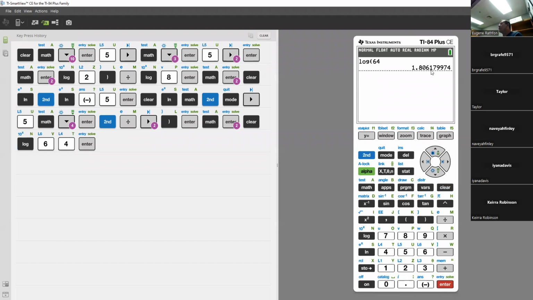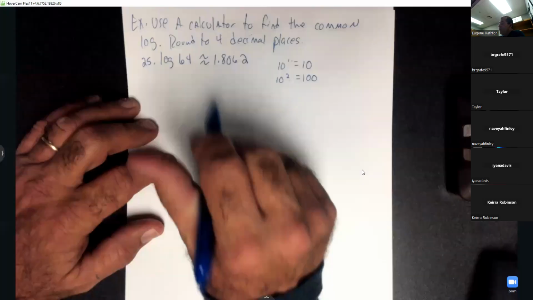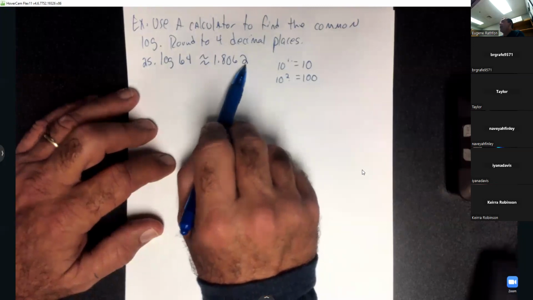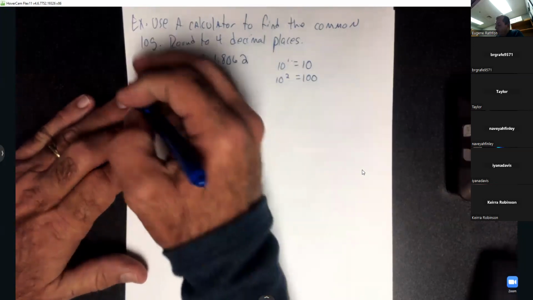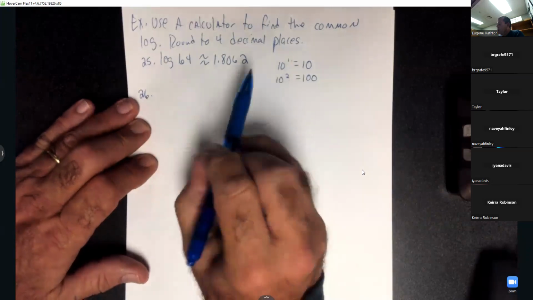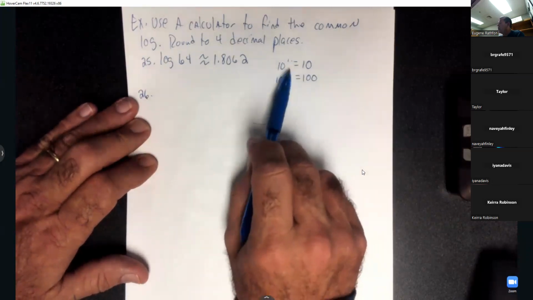So the 1's in the 4th spot. So you got to look at the 7 behind it. Since the 7's 5 or greater, we would turn the 1 into a 2. So we would have a 1.8062. This is why they were having you round stuff with that E last week, so that you would remember the 4th spot depends on the 5th spot, okay? And then look, 1.8062 is in between 1 and 2, okay?